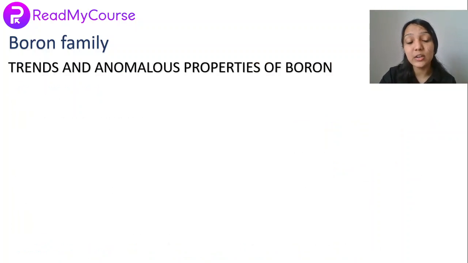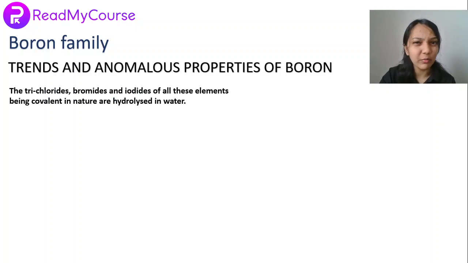Next, trends and anomalous properties of boron. Now we just realized that in each and every property we saw that boron has characteristically different properties, right? So we'll talk about those anomalous properties of boron and we'll discuss the trends as well. The trichlorides, bromides and iodides of these elements, that is what we discuss now. Reactivity with halogens, it forms trichlorides, tribromides, triiodides of the respective elements.